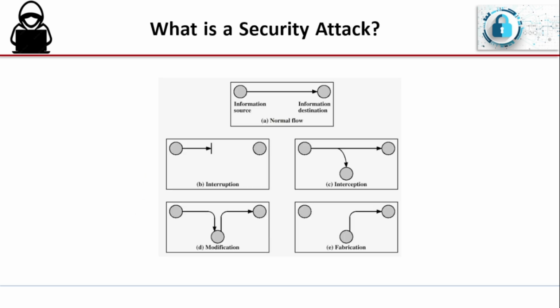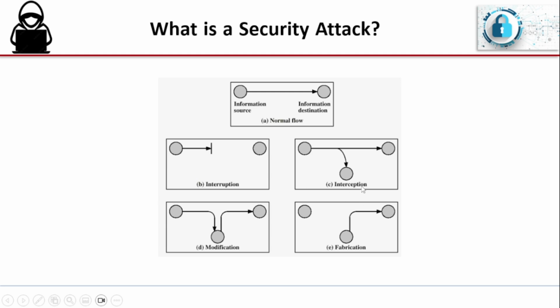Now moving ahead, what is a security attack? There are five types of attacks. Number one is normal flow, with an information source and an information destination. For example, an employee is sending a message to his boss, and it is going the way it should go. It is a normal flow. Then in B, it is interruption. Hackers come in between the communication and stop the data, so data is not going to the boss. It is interruption. It is the compromise of availability.